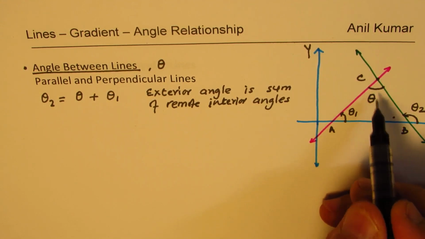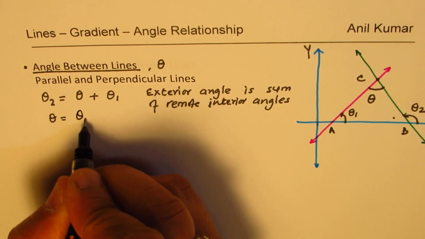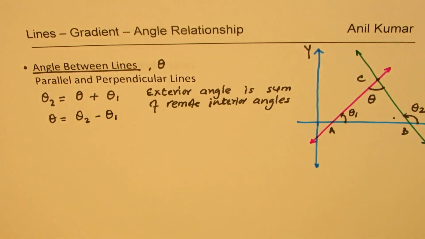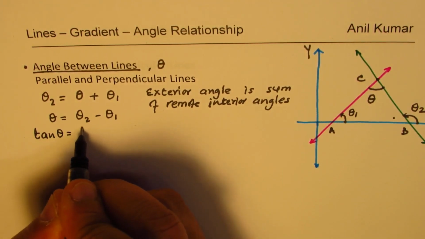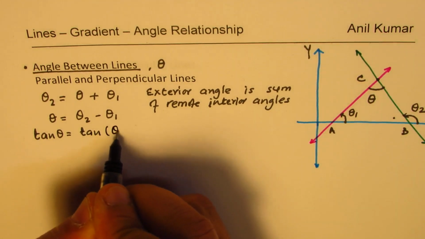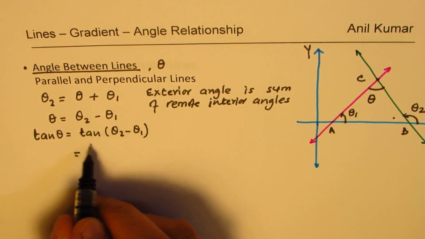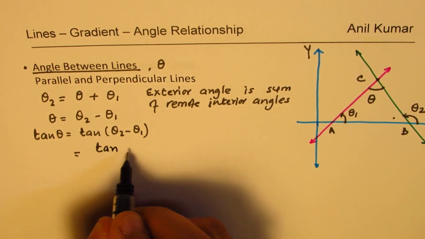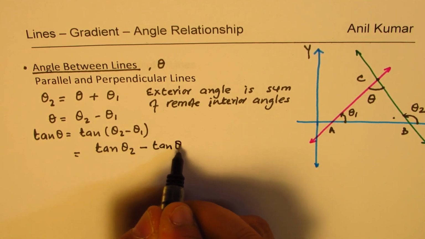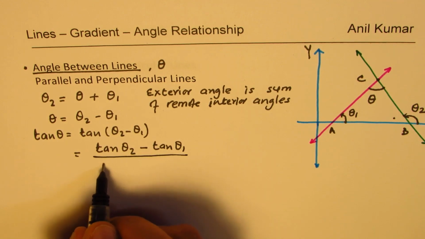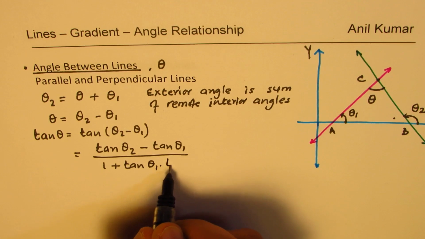So we are interested in angle theta. So let me isolate theta. Theta gives you theta 2 minus theta 1. Now taking tan on both sides, we get tan theta equals tan of theta 2 minus theta 1. Now we can expand this using the trigonometric formula, which will be tan theta 2 minus tan theta 1 over 1 plus tan theta 1 times tan theta 2.